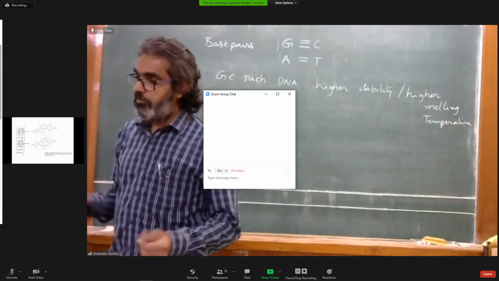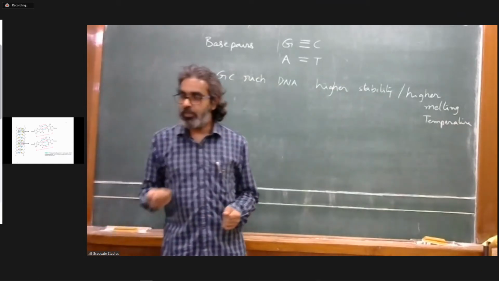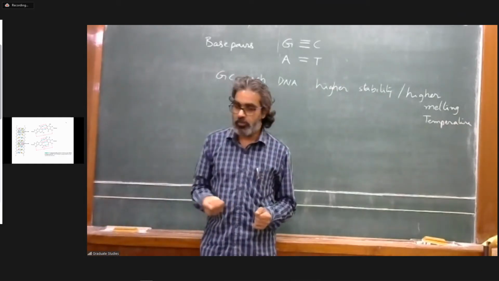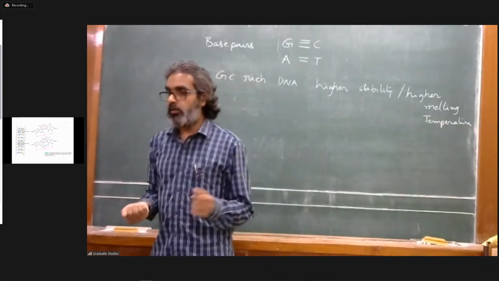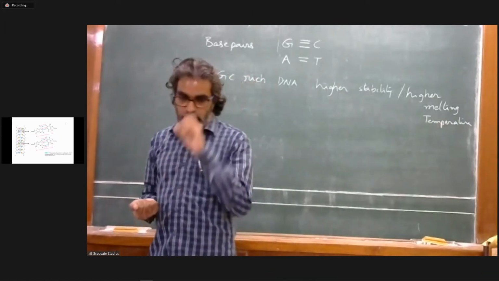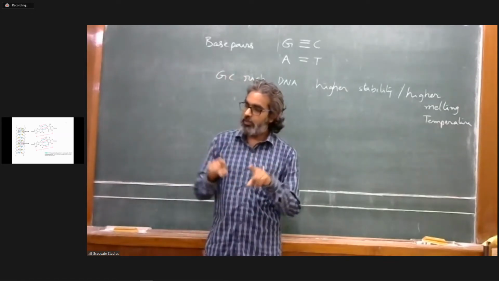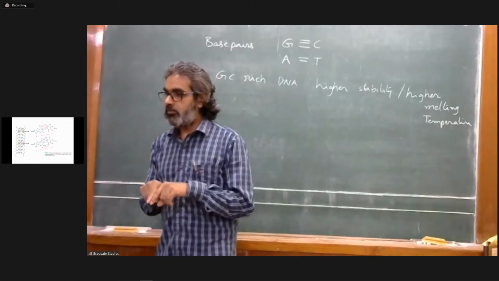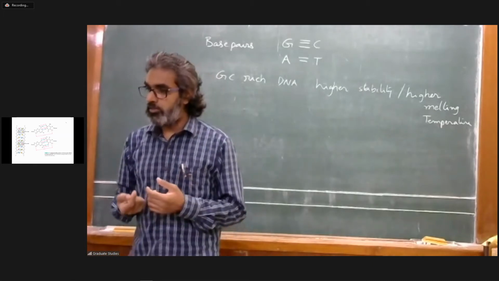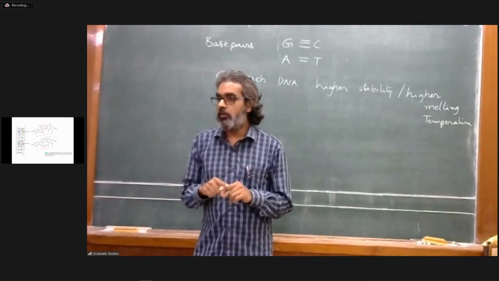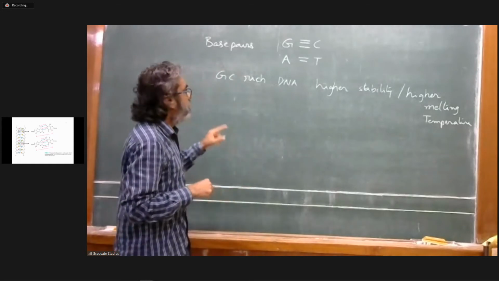Any enzymes that need to separate these strands in vivo, for example for transcription of DNA into RNA or replication of DNA, where these strands need to get separated, basically need to put in more energy if they have to break GC bonds rather than AT. This is an important aspect.